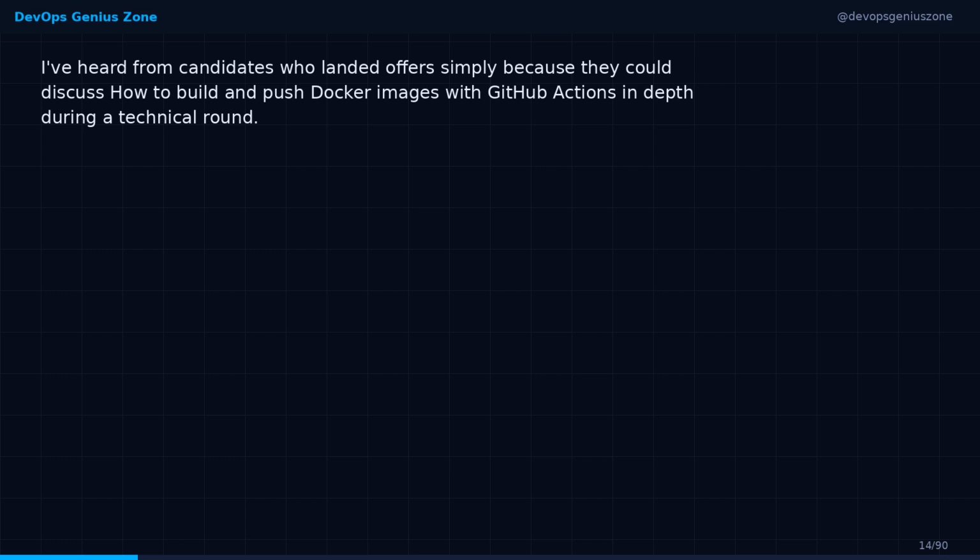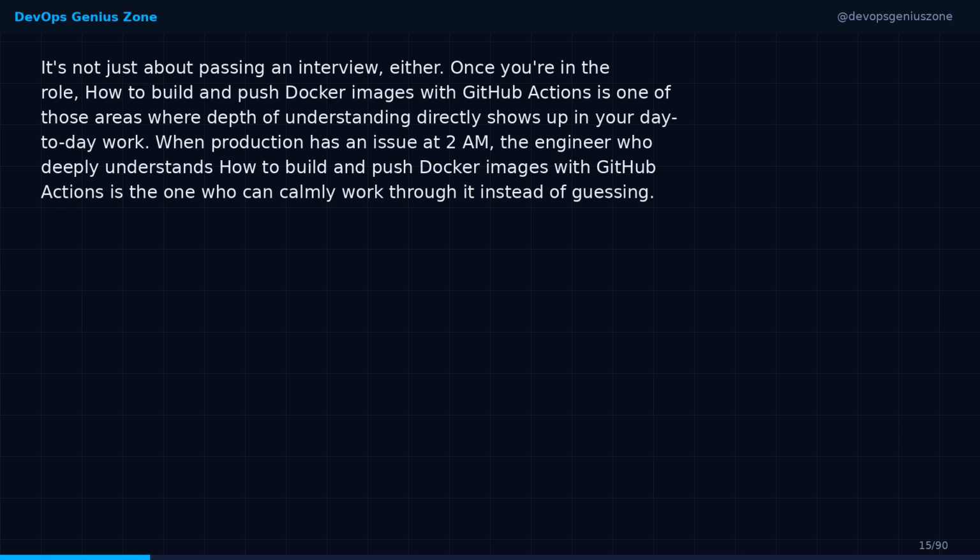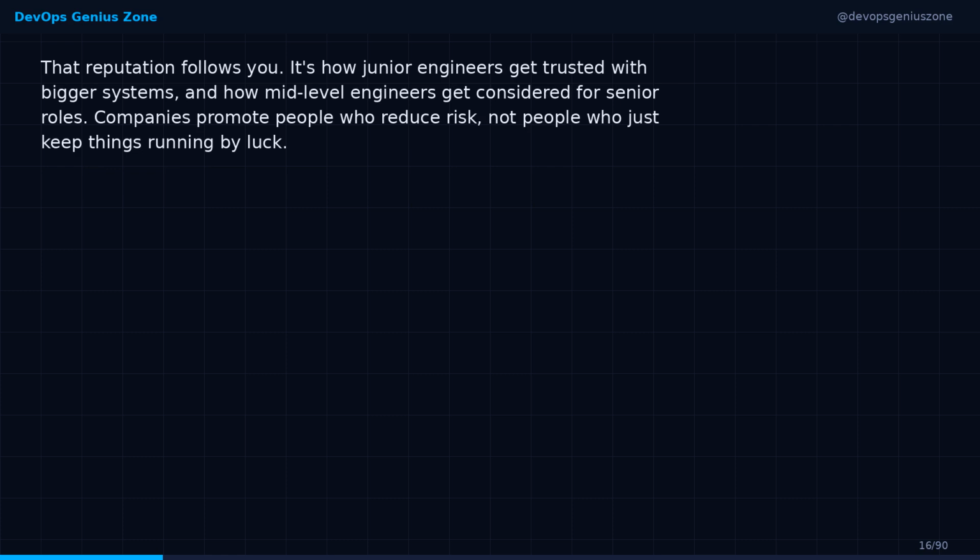Once you're in the role, how to build and push Docker images with GitHub Actions is one of those areas where depth of understanding directly shows up in your day-to-day work. When production has an issue at 2 a.m., the engineer who deeply understands it is the one who can calmly work through it instead of guessing. That reputation follows you. It's how junior engineers get trusted with bigger systems, and how mid-level engineers get considered for senior roles. Companies promote people who reduce risk, not people who just keep things running by luck.